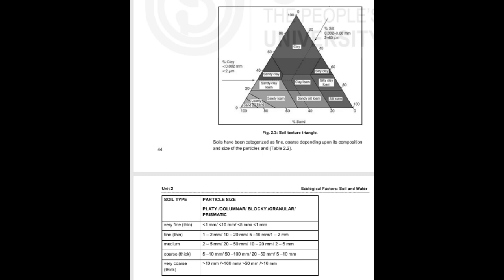Depending upon the percentage of sand, silt and clay, soil texture has been divided into different classes organized into a textural triangle. A soil containing 15% clay, 20% silt and 65% sand is sandy loam, and a soil containing equal amounts of sand, silt and clay is clay loam, Fig 2.3. Till now, 12 soil textures have been identified.